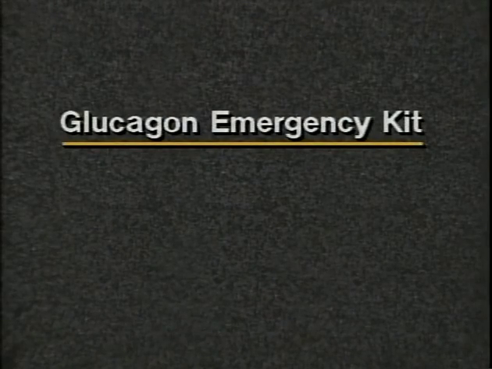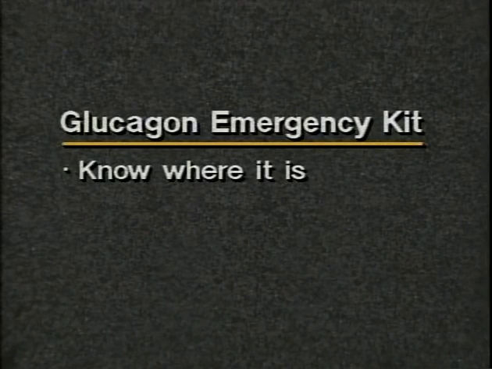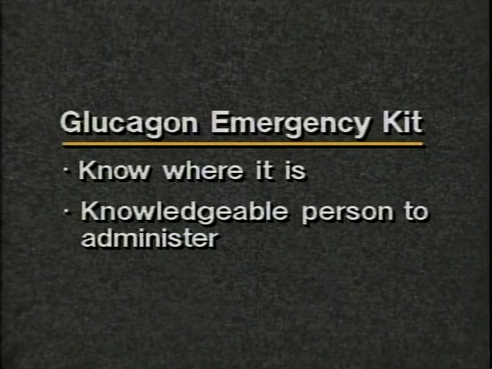A glucagon emergency kit includes everything needed for a hypoglycemic emergency. Know where the kit is kept. A person who has been instructed in glucagon injections, such as a family member or nurse, should administer it immediately, or seek other emergency help as instructed by your supervisor.